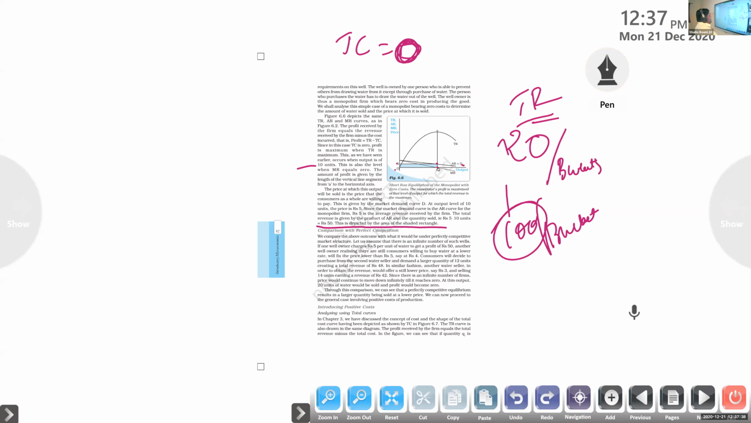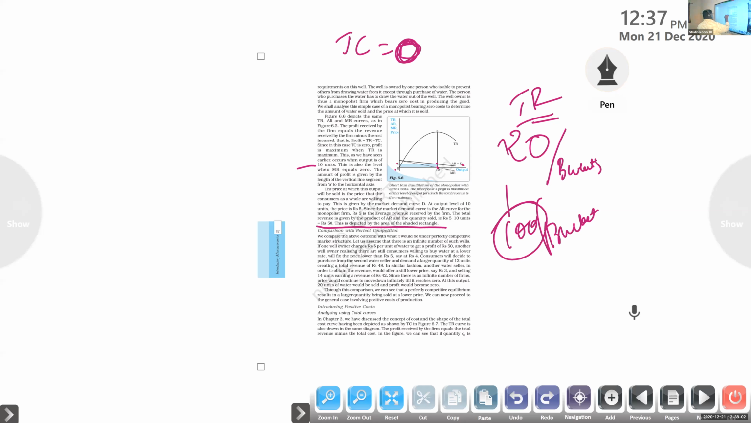Clear? So they are not spending anything at that time. No input is being added, but they are able to produce the maximum profit. Thereafter, they will face a loss, or the profit will reduce. Next one, comparison with perfect competition.